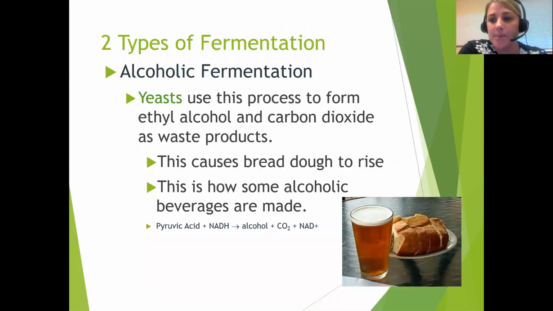There are 2 types of fermentation. The first one is going to be alcoholic fermentation. Yeasts are going to use this process to form ethyl alcohol and carbon dioxide as waste products. This is going to cause bread dough to rise, and it's also how some alcoholic beverages are made. You can see the reaction down here. We have the pyruvic acid, which we get from glycolysis, and NADH, and our products are going to be alcohol, carbon dioxide, and then that electron acceptor.